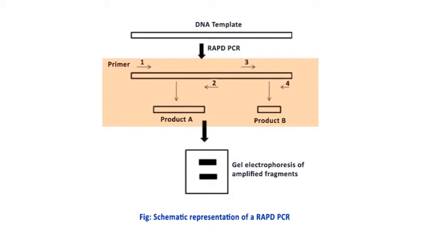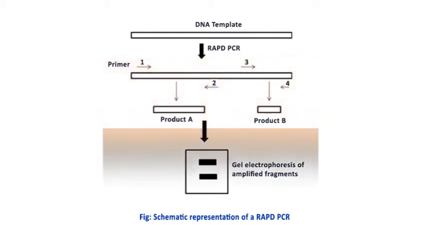The PCR amplification products are then electrophoresed in agarose gels, and the bands obtained are observed and scored for analyzing the similarity among the samples. In agarose gel electrophoresis, the size of the amplified fragments can be determined by comparing the sizes with known molecular markers.